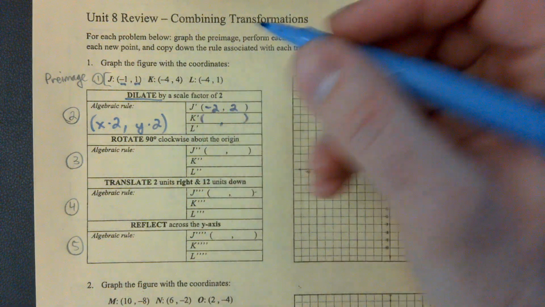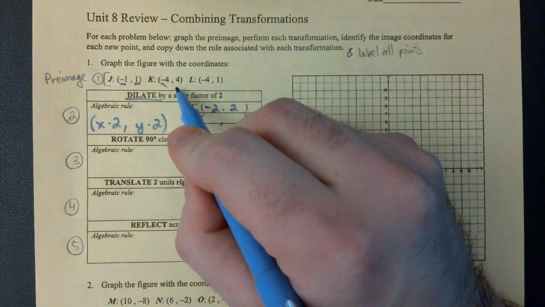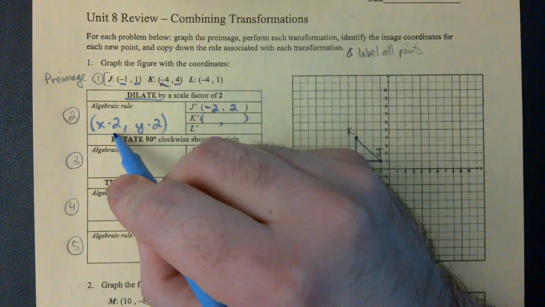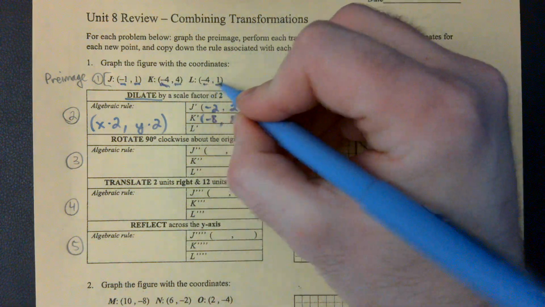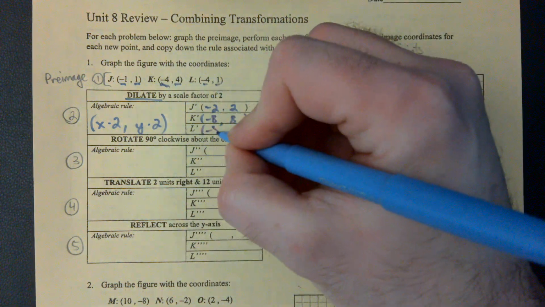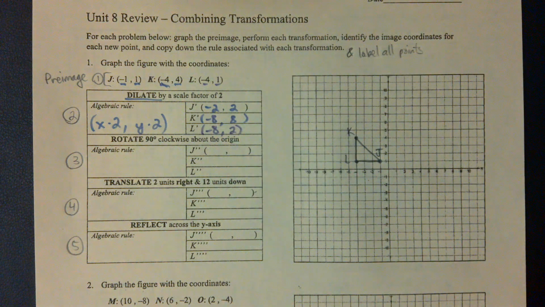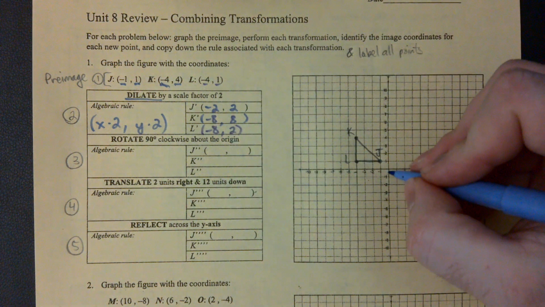K prime. We start with K at -4, comma 4. If we multiply both of those by 2, we get -8, comma 8. And when we multiply L by 2, we get -8, comma 2. Just like that. Let's go ahead and plot those points.